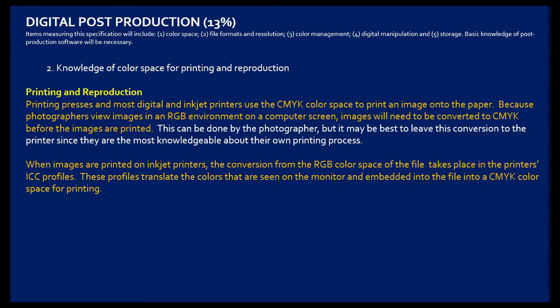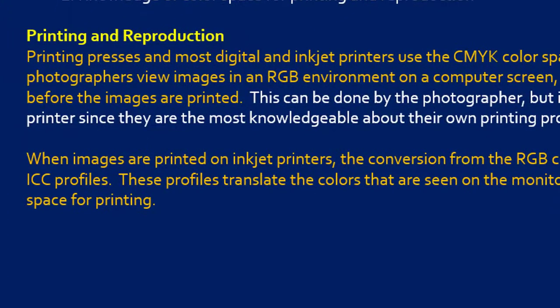When images are printed on inkjet printers, the conversion from RGB color space of the file takes place in the printer's ICC profiles. These profiles translate the colors that are seen on the monitor and embedded in the file into a CMYK color space for printing. It's a good idea to remember the definition of what an ICC profile is. Remember, it converts the RGB color space that you see on your monitor into a CMYK color space that you will use on your printer.